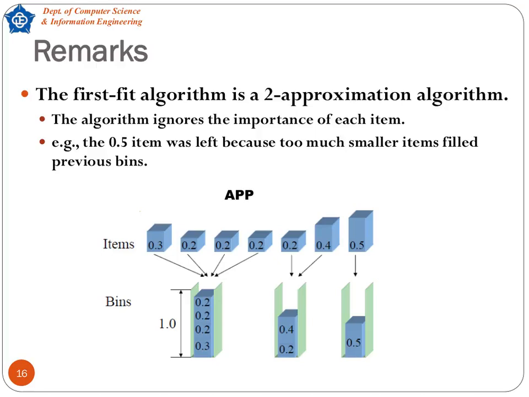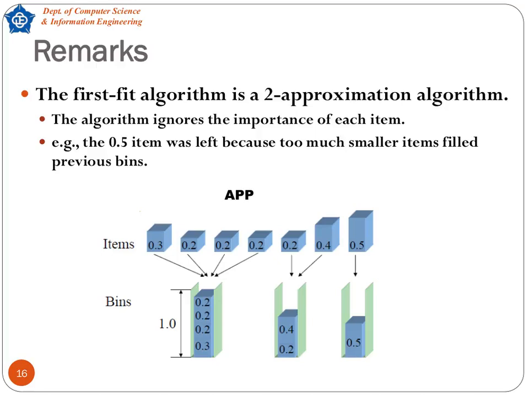Here, we have a specific set of items with sizes 0.3, 0.2, 0.2, 0.2, 0.4, and 0.5. Remember, each bin still has a capacity of 1.0. So, how does First Fit handle these? Let's trace the approach step by step.